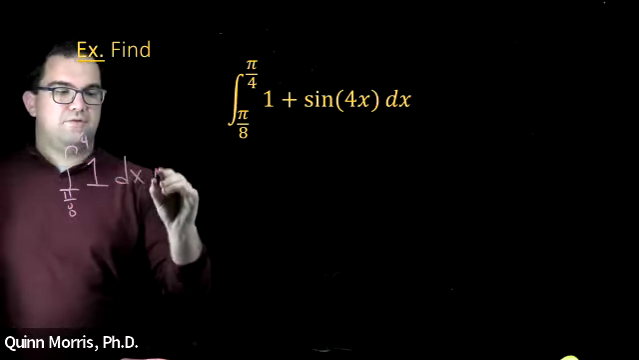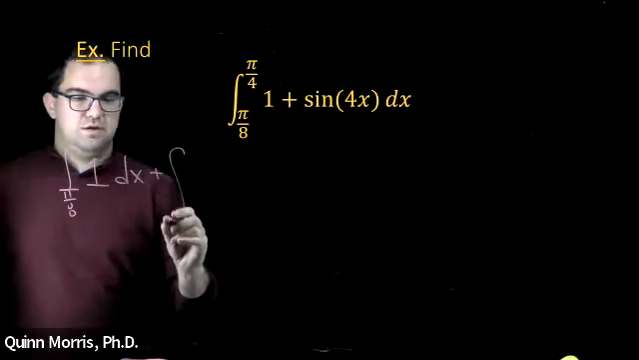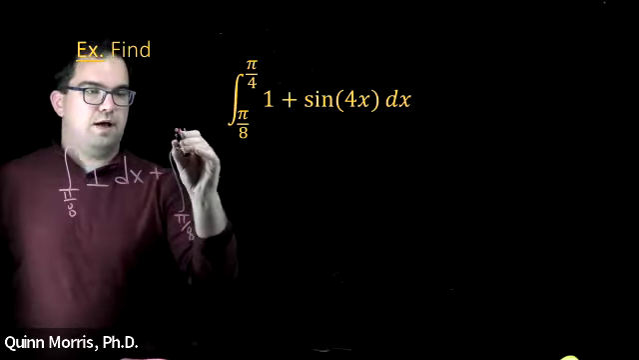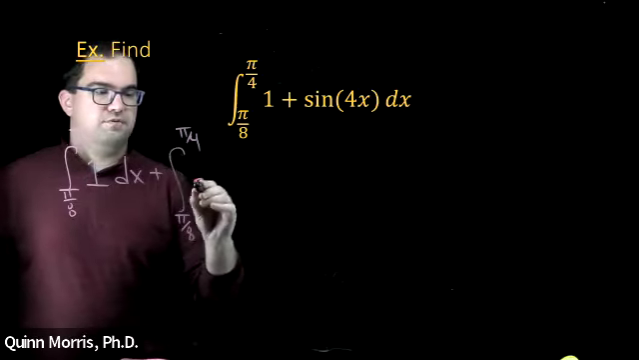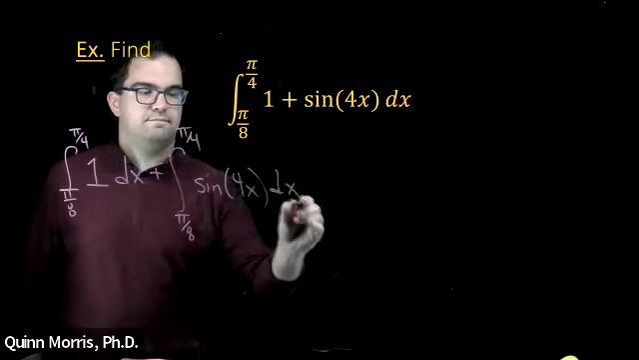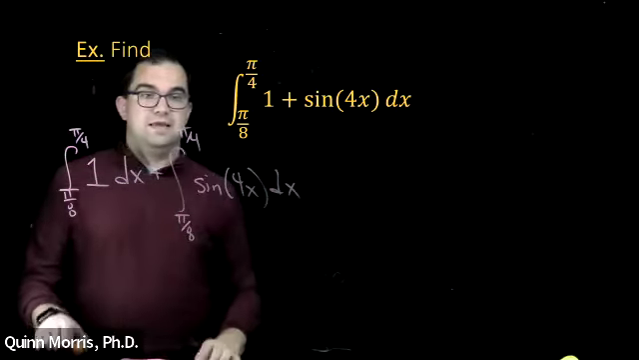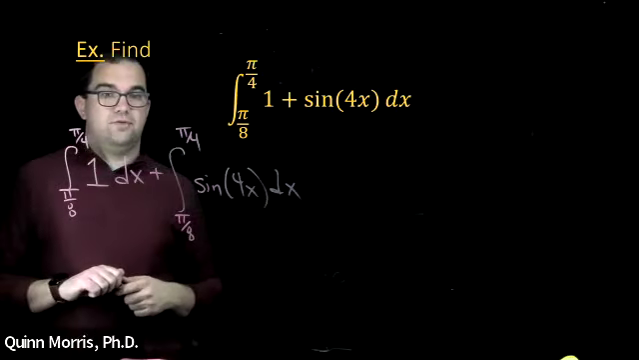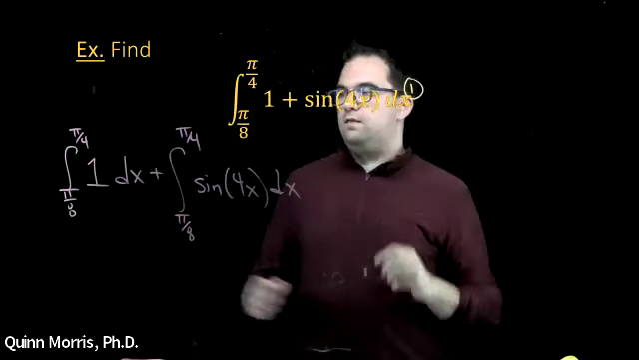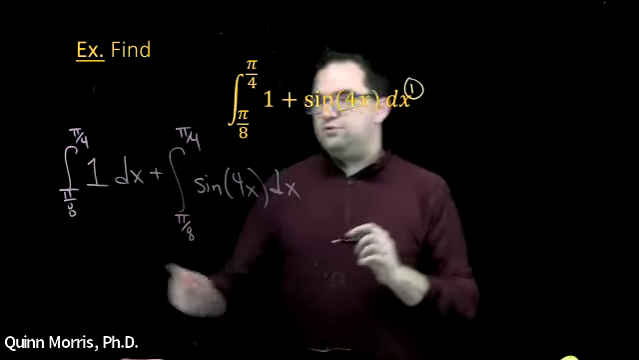So I can rewrite this as an integral from pi over 8 to pi over 4 of 1 dx plus an integral from pi over 8 to pi over 4 of sine of 4x dx. Now I can calculate each of these independently and then come back and add them together. Okay, so let me first focus on this integral here.